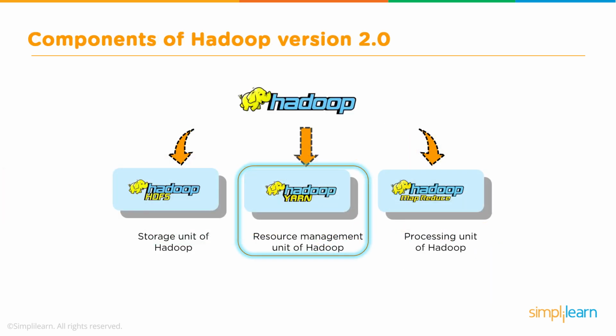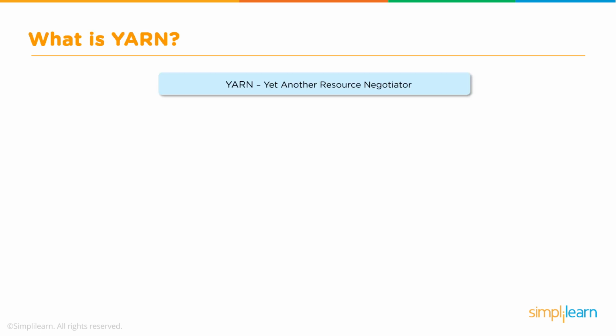So components of Hadoop version 2, remember we said there's a version 3 out which is in beta test at this time. Version 2, we have the storage unit of Hadoop, the HDFS. We have Hadoop Yarn, which is our resource management unit of Hadoop, and we have our Hadoop MapReduce. Let's touch upon the middle one. We haven't talked about that yet, the Hadoop Yarn. Yarn, yet another resource negotiator.